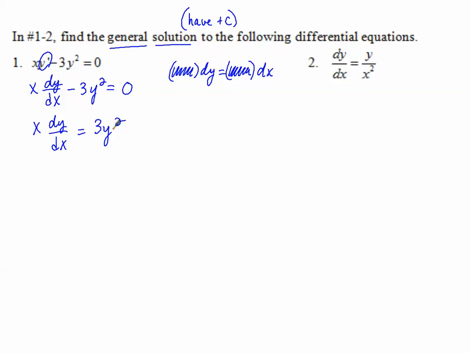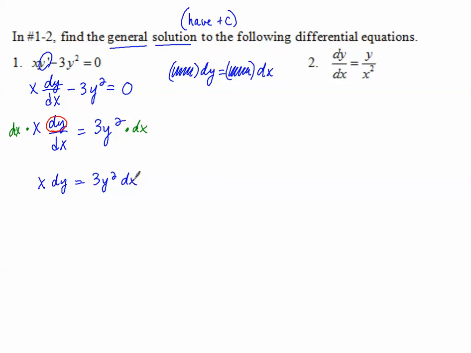Now, a question that's commonly asked is, how do I know that I want to bring my y's over here and not my x's over here? Because I have more x's over here than I have y's. Well, the answer is simple. Look for the thing that's in the numerator. That's the thing that is supposed to stay over here. The dy, if that's in the numerator, it stays over here. If the dx is in the denominator, it's got to move. So if dx is in the denominator, I'm going to say times dx, times dx. What does that leave me with? x dy equals 3y squared dx.